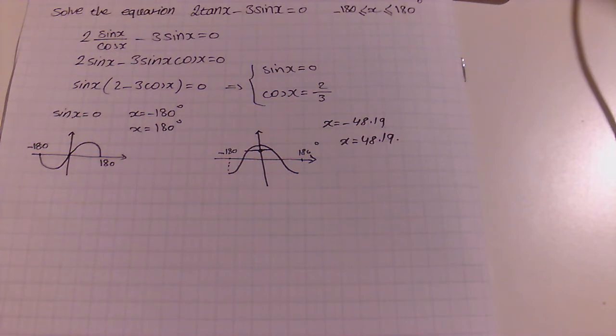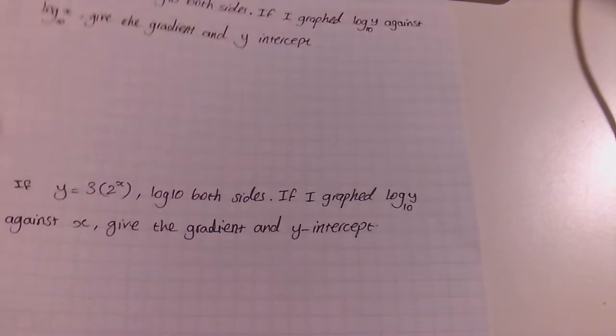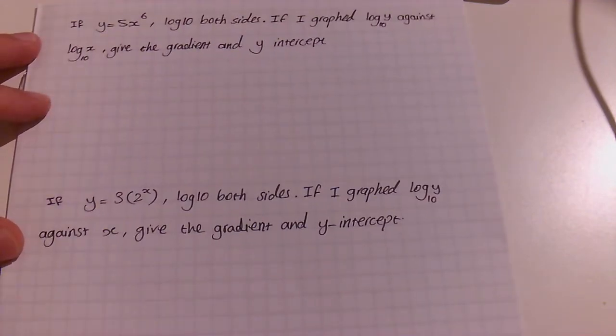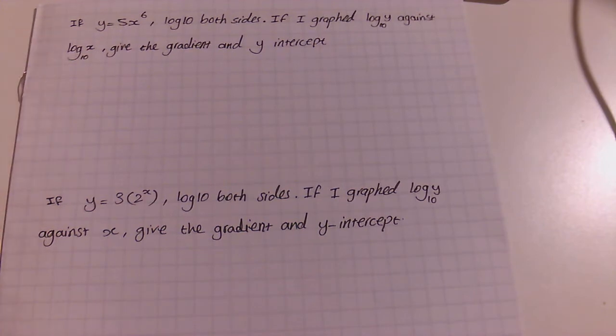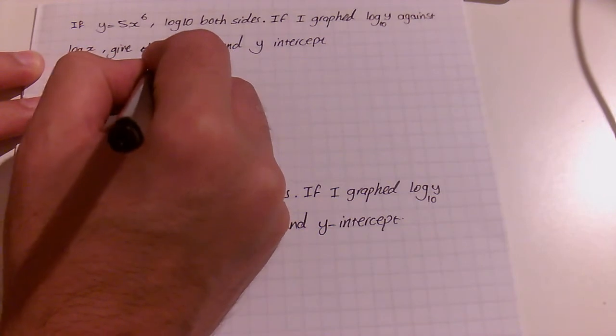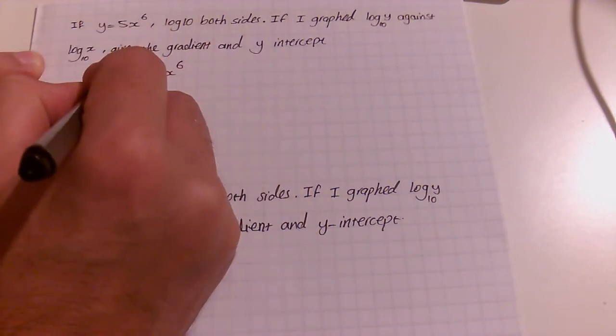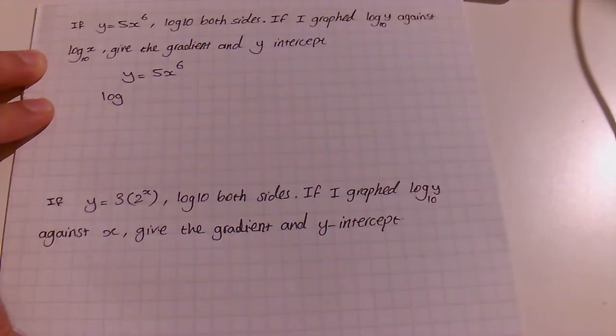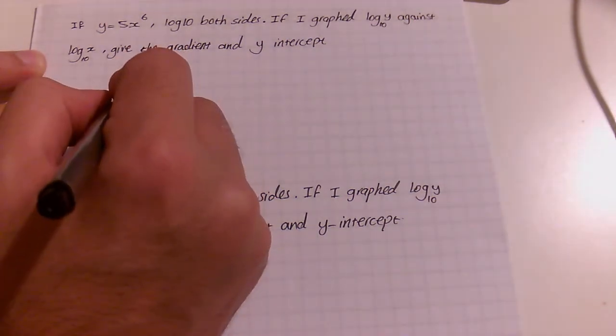Okay, the next one is where cos x is 2/3. For x between negative 180 and positive 180, we get a graph like this. So 2/3 is about here, and there should be two solutions. Using our calculator, we get x equals minus 48.19 and x equals 48.19.